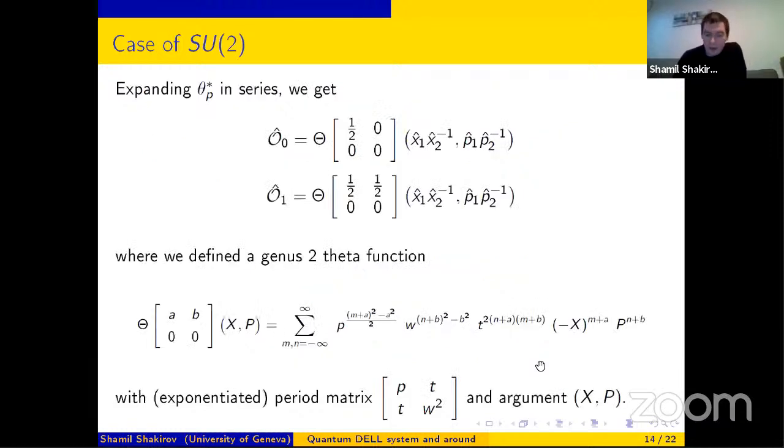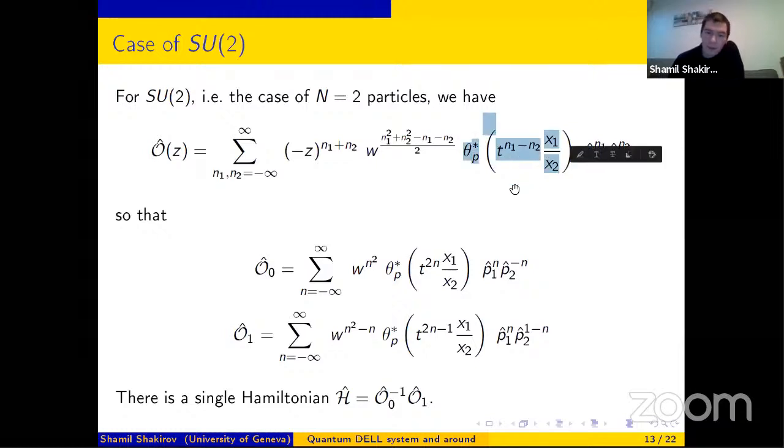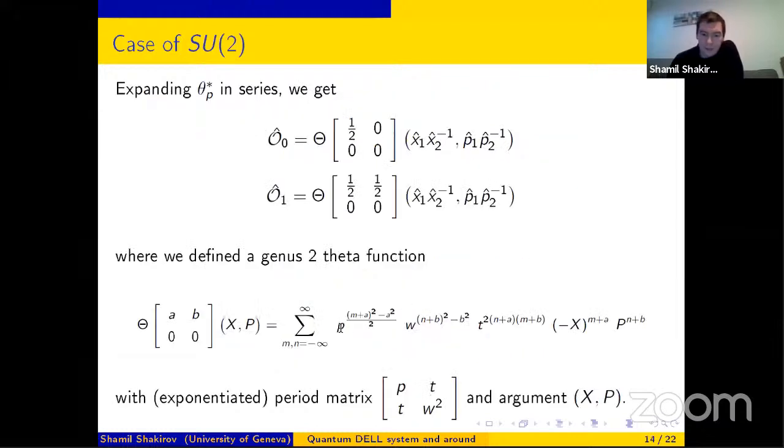Now, if you expand the theta function in power series to put coordinates and momenta on equal footing, this is easy to do because there is an explicit power series expansion for the Jacobi theta function. What you will get is this power series here, in which it is easy to recognize a genus 2 theta function. So the genus 2 theta function is a special function related to the geometry of genus 2 surfaces, much in the same way as the genus 1 function is related to the geometry of the torus. It has at least two characteristics, A and B. And O0 is the genus 2 theta function with characteristics 1/2, 0. And the first operator is the genus 2 theta function with characteristics 1/2, 1/2. The arguments of the theta functions are the coordinates and momenta, respectively.